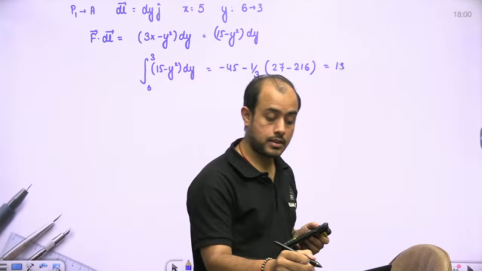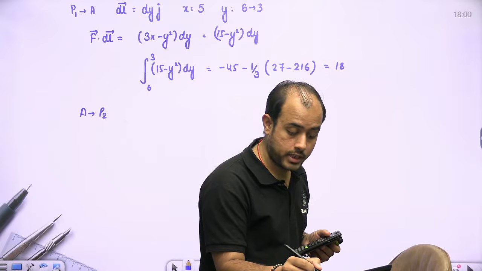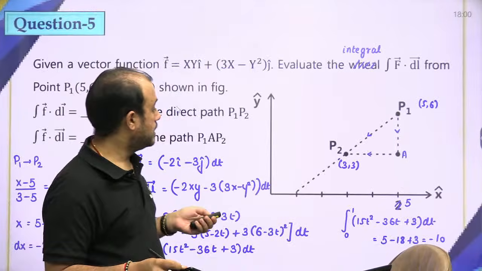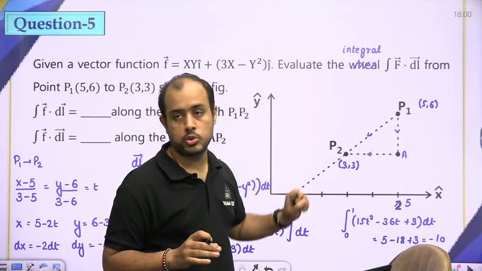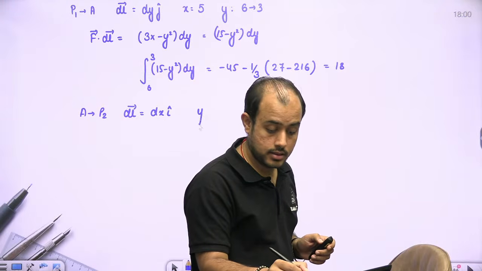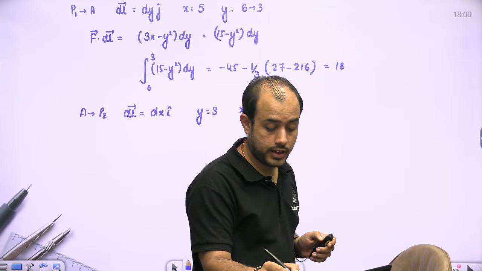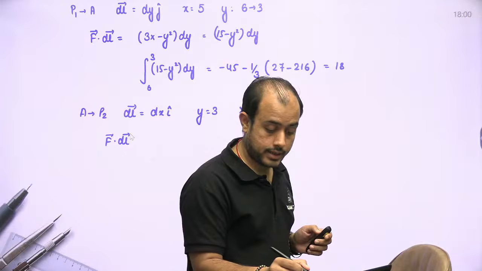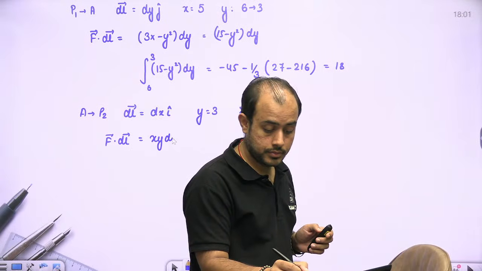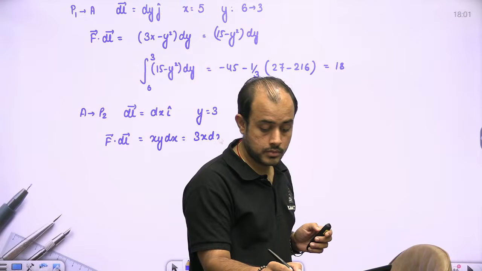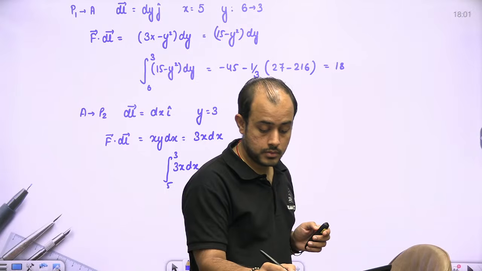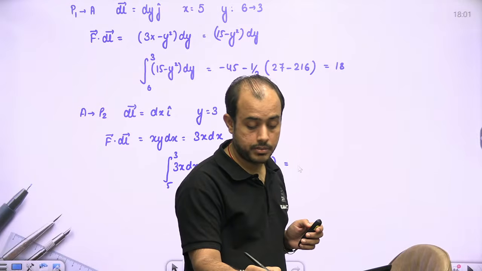ठीक है, ये 18 आया। Now when you go from A to P2, only x coordinate changes, so you take dx i. Now here x coordinate varies from 5 to 3, y is fixed at 3. x varies from 5 to 3, xy, so integration, 9 minus 25 minus 16.